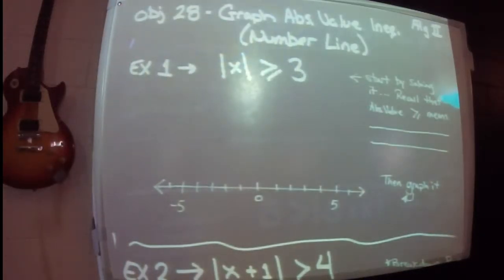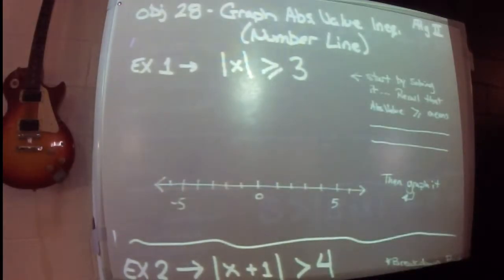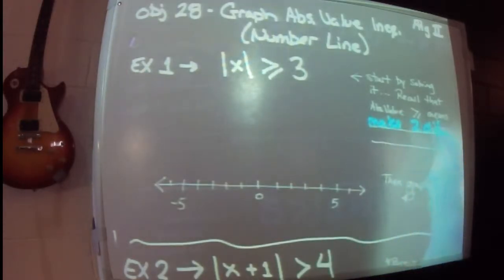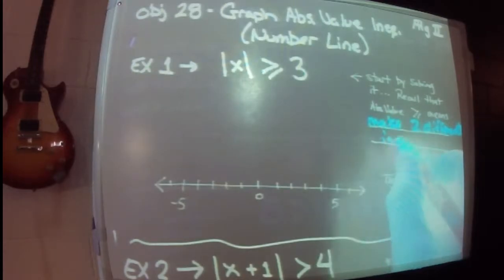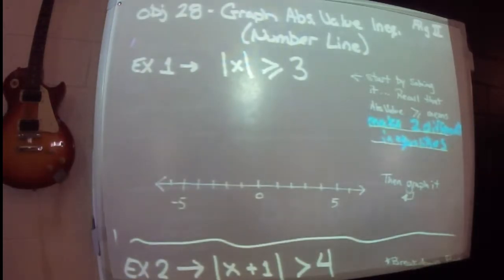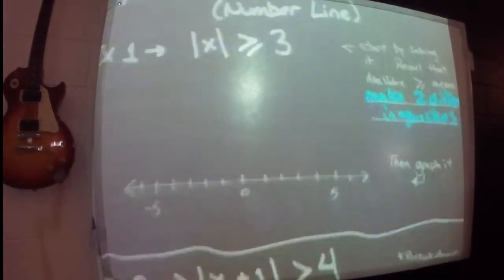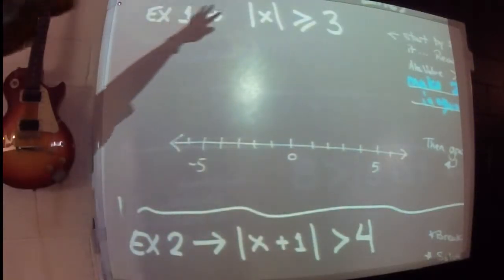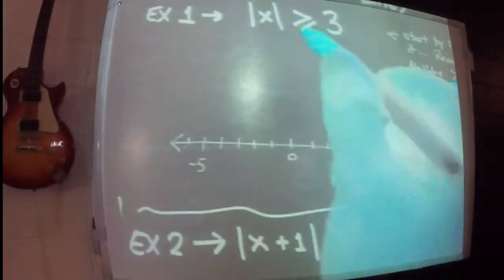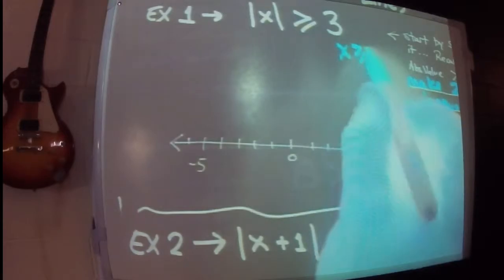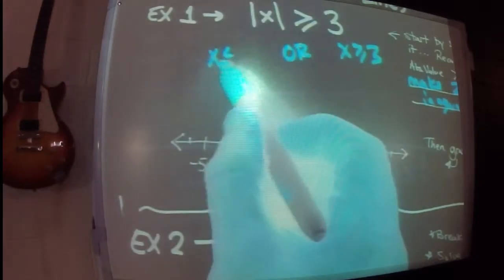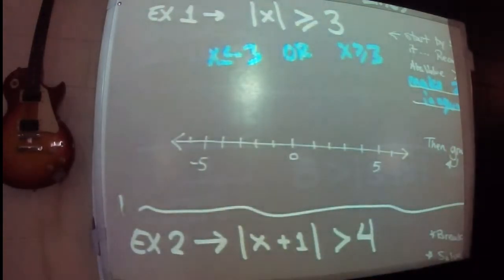So start by solving it. Recall that absolute value greater than means make two different inequalities, and we put an or between them. That was on the notes yesterday as well. What's the first one going to be? Absolute value x is greater than or equal to 3, so x is greater than or equal to 3. I'll put that right here. What's the other one? x is less than or equal to negative 3. So there's your two.